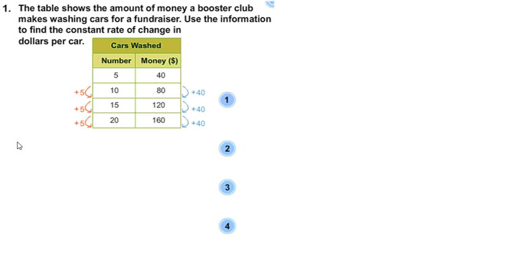Okay, so our first example is the table shows the amount of money a booster club makes washing cars for a fundraiser. Use the information to find the constant rate of change in dollars per car. In a table, usually the first column or the first row is going to be your x, and the second column or row is going to be your y. So here the number of cars is considered my x, and my money is considered my y. Find the unit rate to determine the constant rate of change.